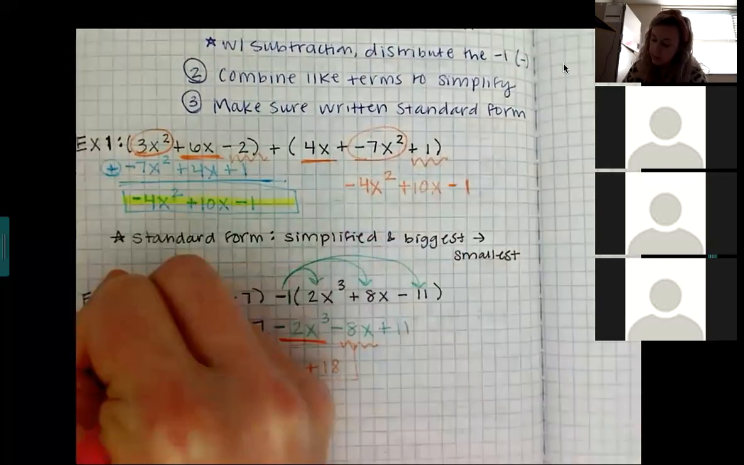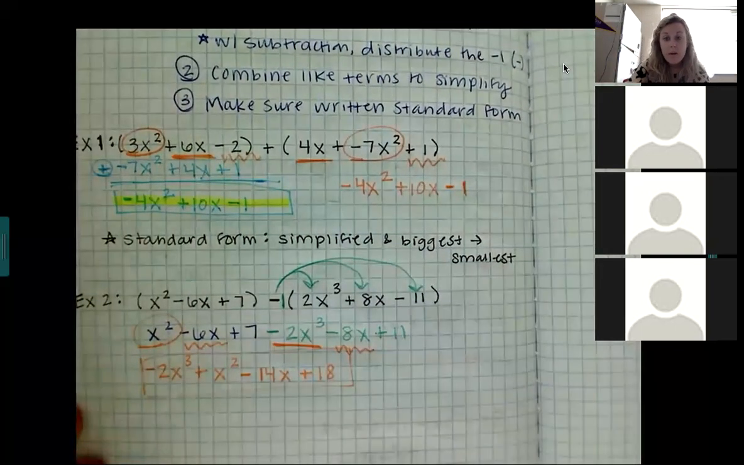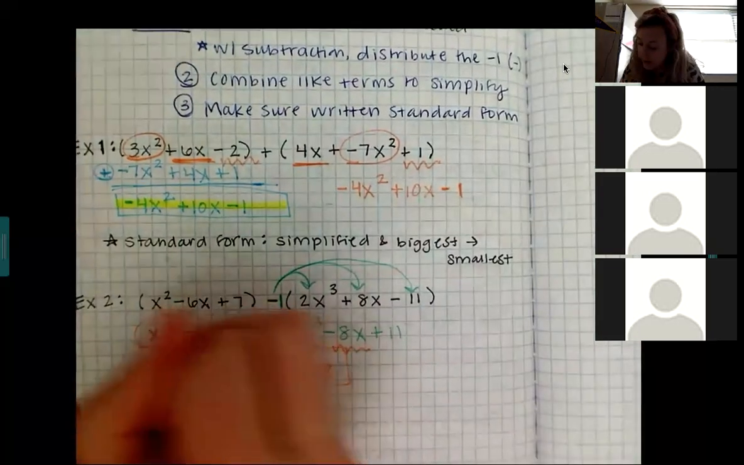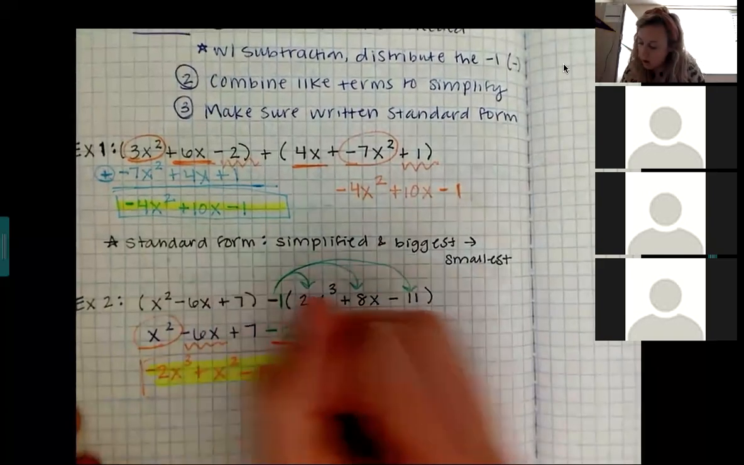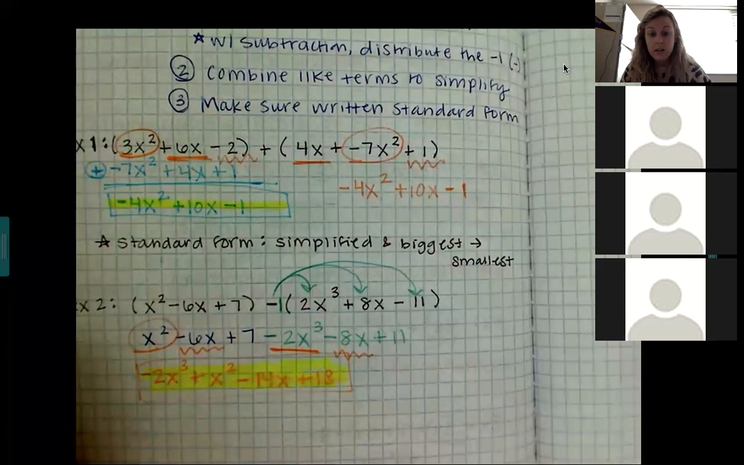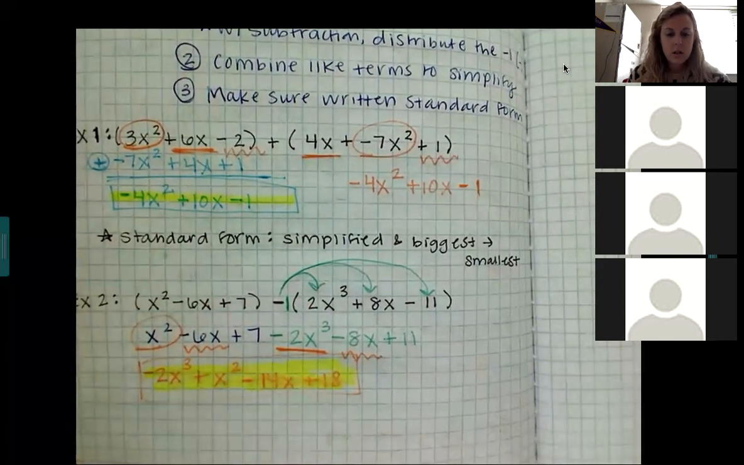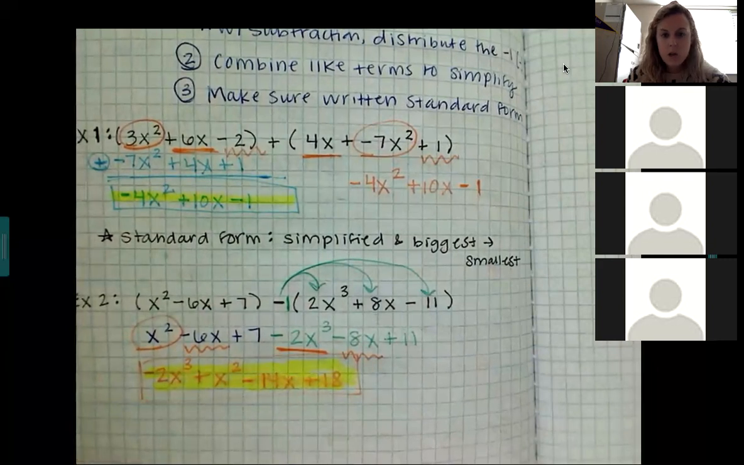And since we did biggest to smallest as we combined, we don't have to worry about putting it in standard form. That's what I would recommend doing. Now, if that doesn't work for you, if you need to go left to right and then change the order around, that's fine. But I like to do it kind of all at once. All right, what questions do we have on that subtraction one?